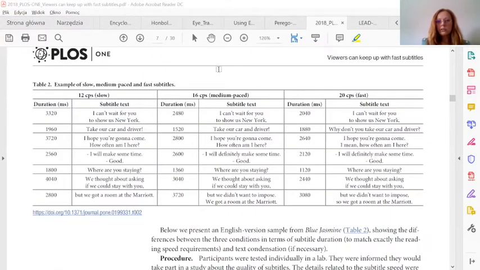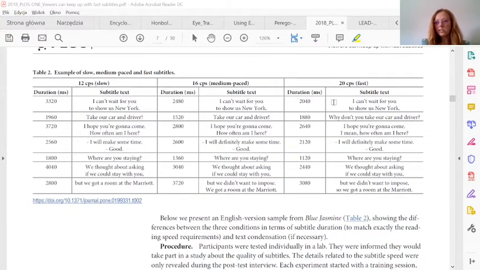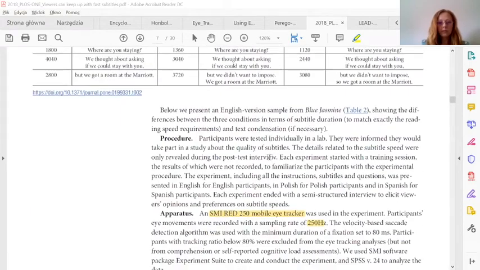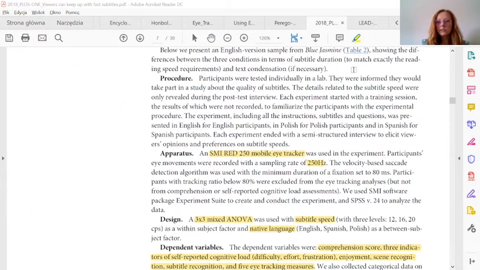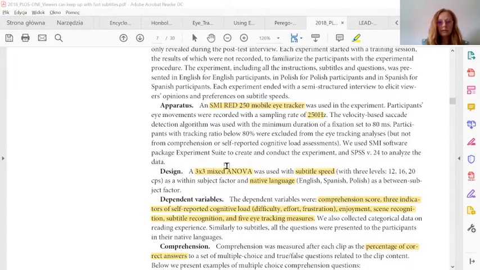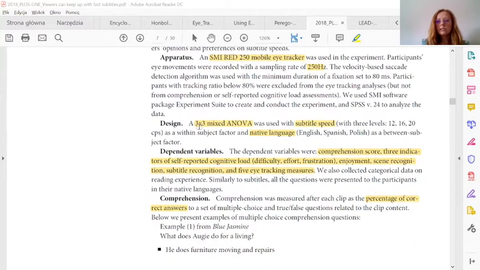And then there are some examples of these different speeds and how the subtitles looked. So I can look at the examples. I can look at the procedure, how they were sat down and where and how the experiment was run, the apparatus, the sampling speed, and the designs. So we can see a 3x3 mixed ANOVA with subtitle speed as a within-subject factor and native language as a between-subject factor. So this is important for statistics. And the dependent variables are listed here, we have all of them.